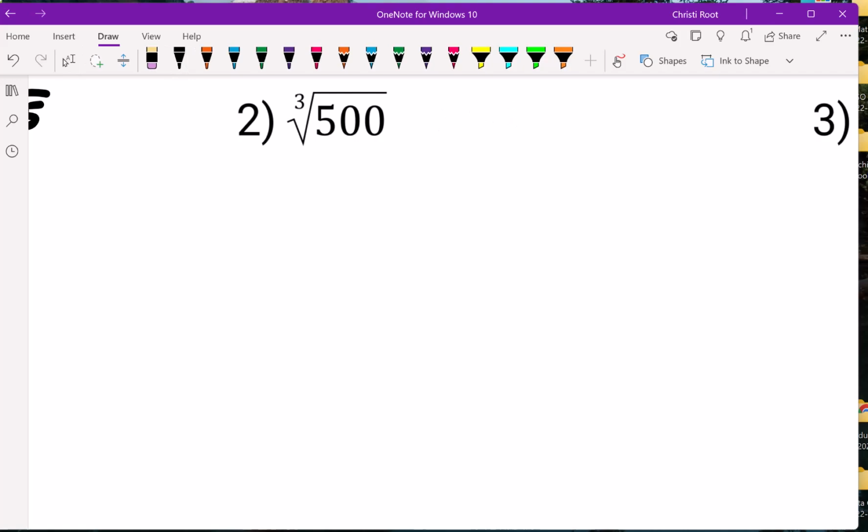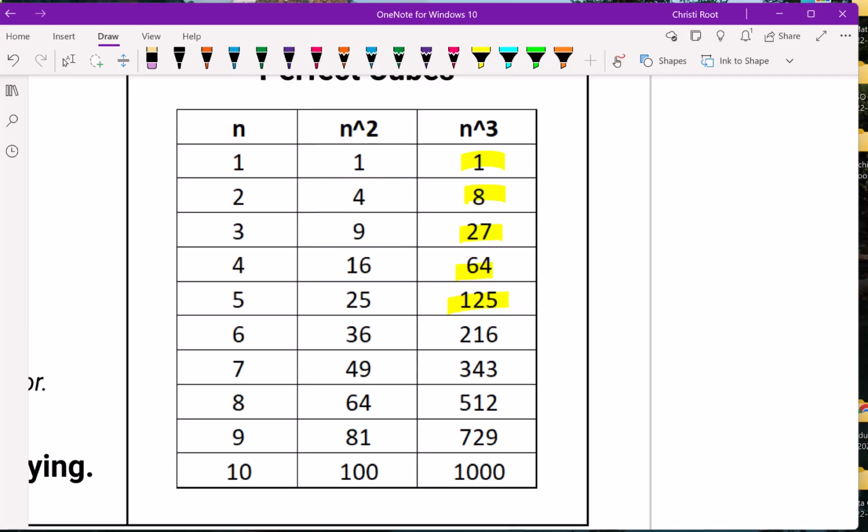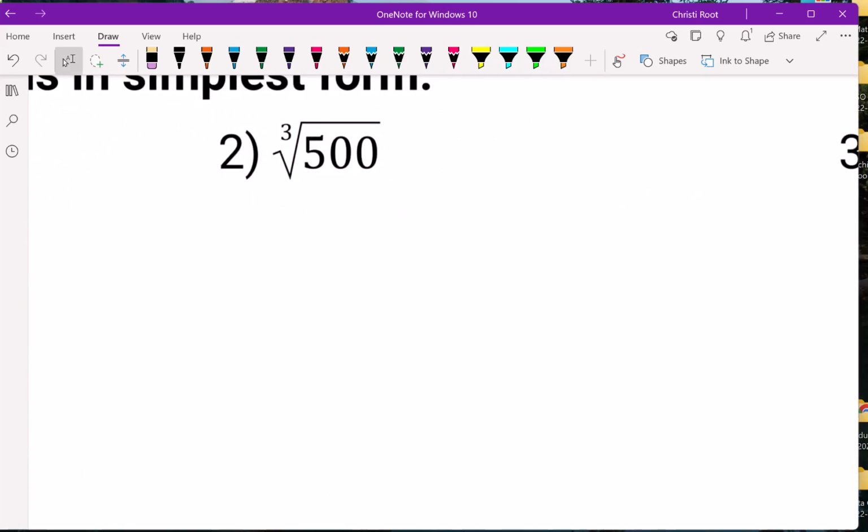So what you need to do is look at your perfect cubes. So my perfect cubes are 1, 8, 27, 64, and so on and so forth. 1 is not going to help you, so I'm going to start with 8. Does 8 go into 500? Somebody asked me earlier today, how do I use my calculator to check that? 500 divided by 8 is 62.5. Is that going to work? No. Okay. So 500 divided by the next number, 27? That's a no-go because it says 18.5.